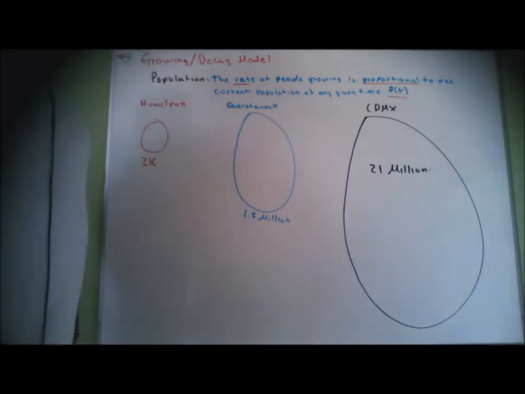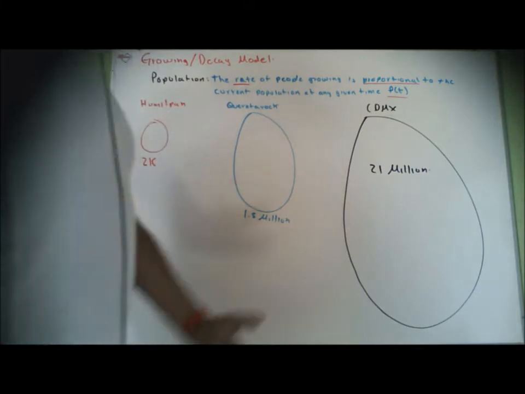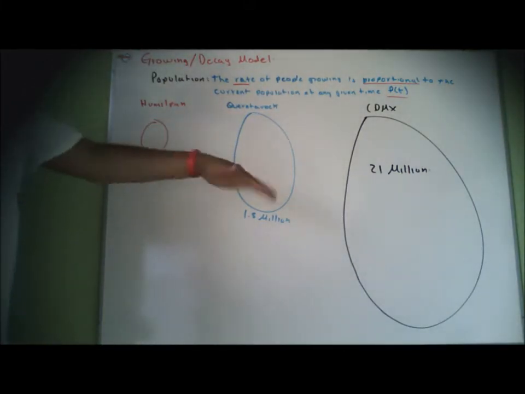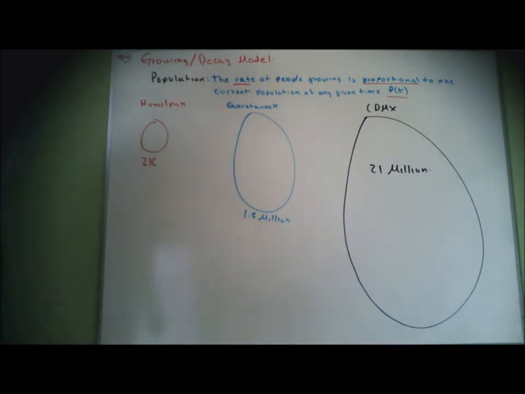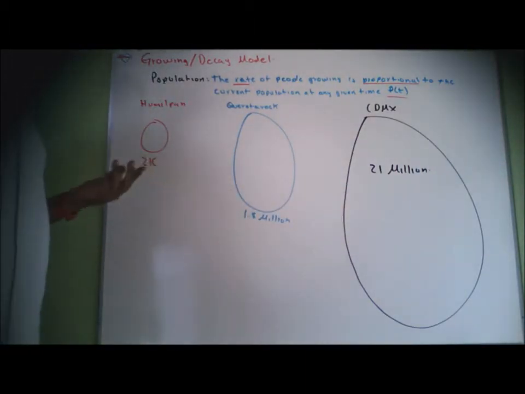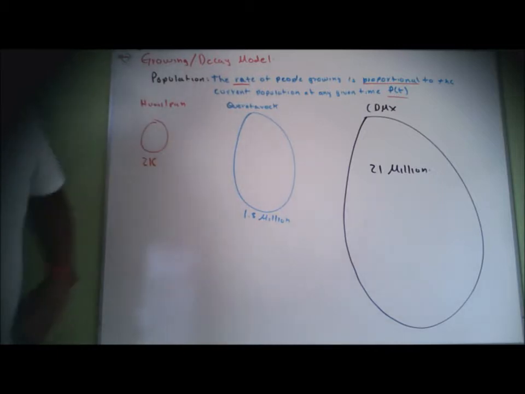But what about Mexico City? Mexico City has over 21 million people. So the question I'm going to ask here is, which of the three populations is going to grow faster? And when I say faster, I mean speed. Obviously the city growing faster is Mexico City, while the population in Huimilpan is growing slower, because growth is proportional to the current population available for making new people.